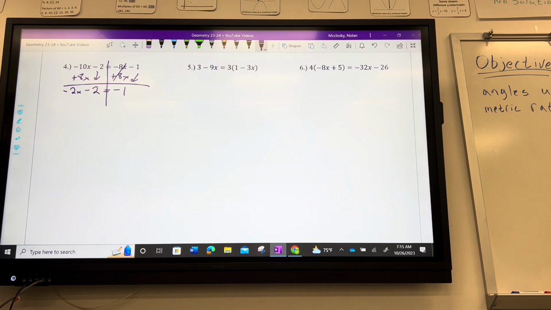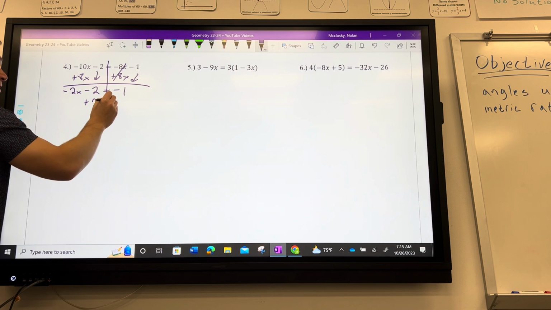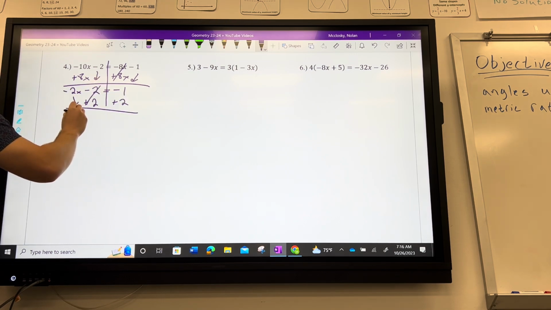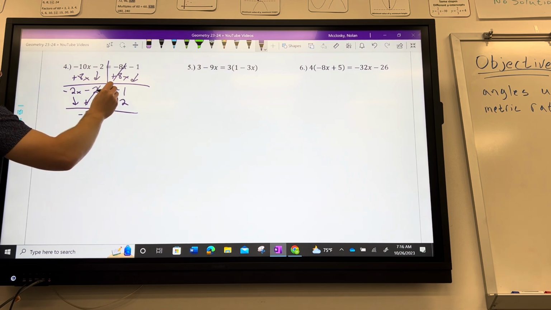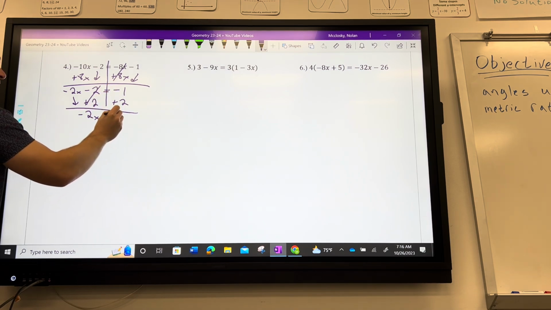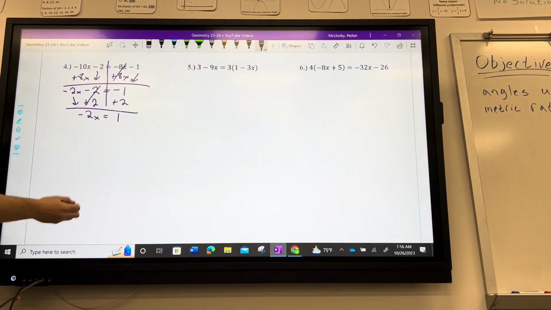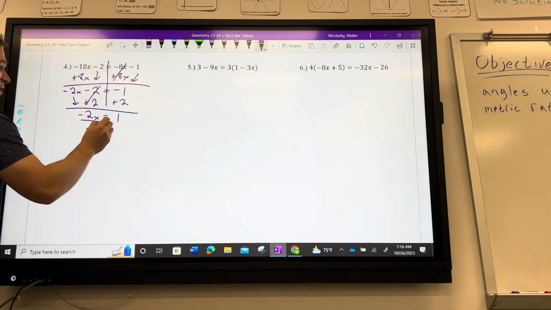And then we need to add or subtract something. The negative 2 on the left side is what we need to add or subtract. You cancel it out by adding 2. So that cancels. The negative 2x drops. Negative 1 plus 2 is positive 1. And then you divide both sides by negative 2.